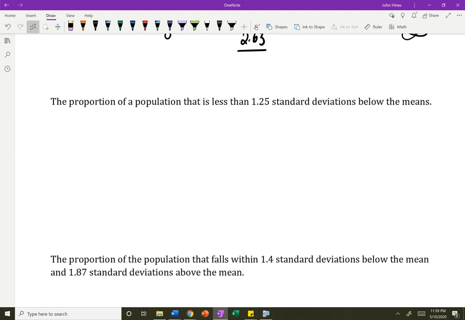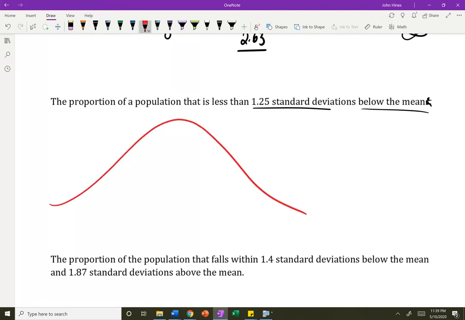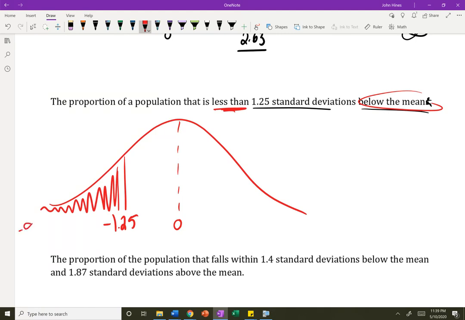Find me the proportion of a population that is less than 1.5 standard deviations below the mean. A little typo there, below the mean. So let me draw a normal curve. The mean is here at 0. Find me the proportion of a population that is less than 1.5 standard deviations below the mean. So I'm 1.5 standard deviations, negative 1.5, because I'm below average. I'm negative 1.5 standard deviations from the mean. And I want to be less than that, so I'm going to shade down forever, all the way to negative infinity.